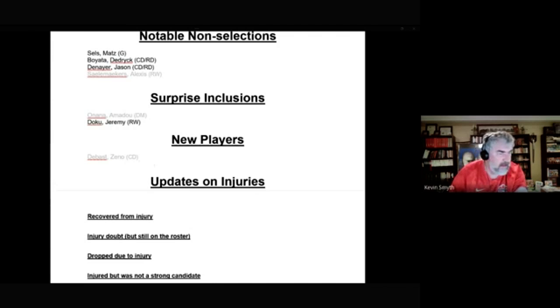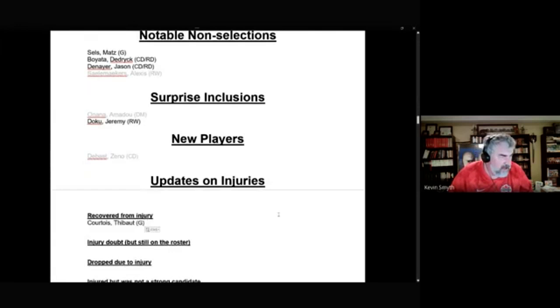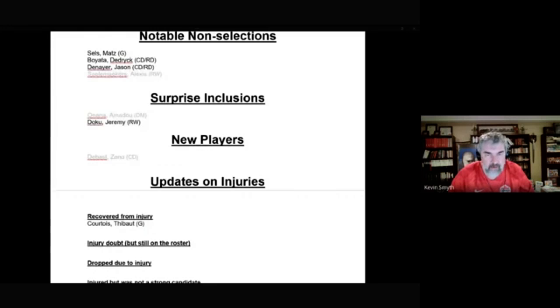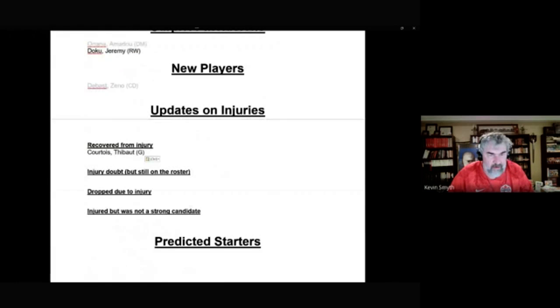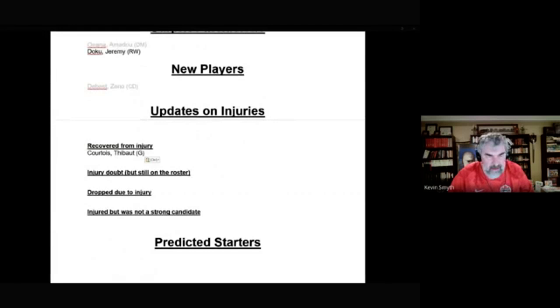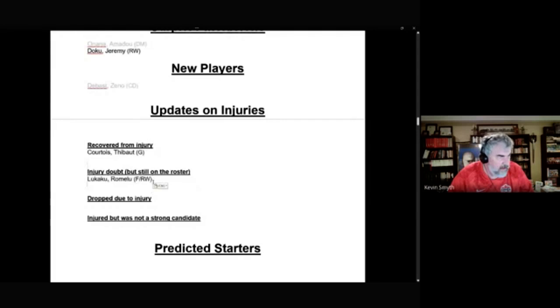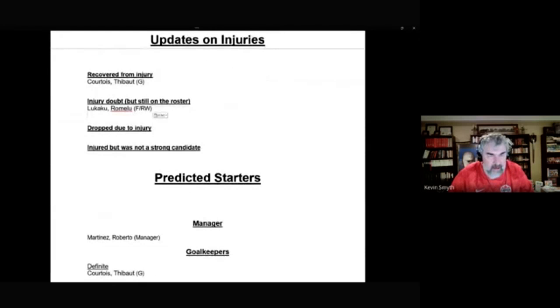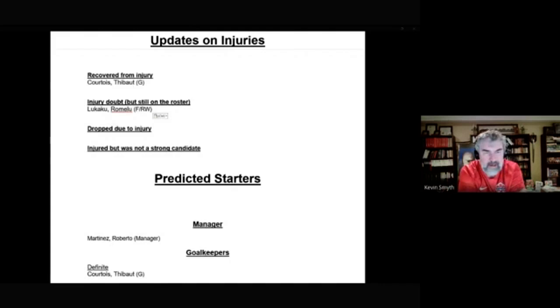And finally, the updates on injuries, we've divided into four sections. So we have players who have recovered from injury, and that would be Thibaut Courtois. We talked about him in the previous podcast. We thought he'd come back, and he did. The next is injury doubts. So these are players with injury that were nevertheless selected for the squad, and that is Romelu Lukaku, the only player in this category, but it's a big one. And yes, not expected to play the first game. Possibly won't play in the group stage, but they brought him in hopes that he will recover.